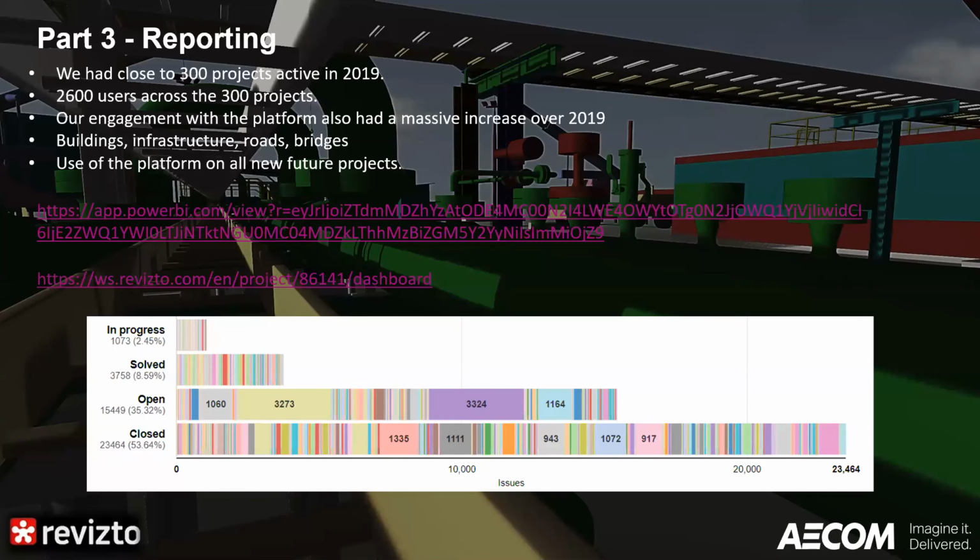This is a really interesting graph that we generated at the end of 2019. This was all projects across AECOM of in progress, solved, and open and closed issues. They're massive numbers that we wouldn't normally have. The guys creating 23,464 closed items in a year. It's really amazing how easy it is to open things in Revizto and solve them quite quickly. That graph speaks words of what we do and how we're coordinating now inside of the platform.